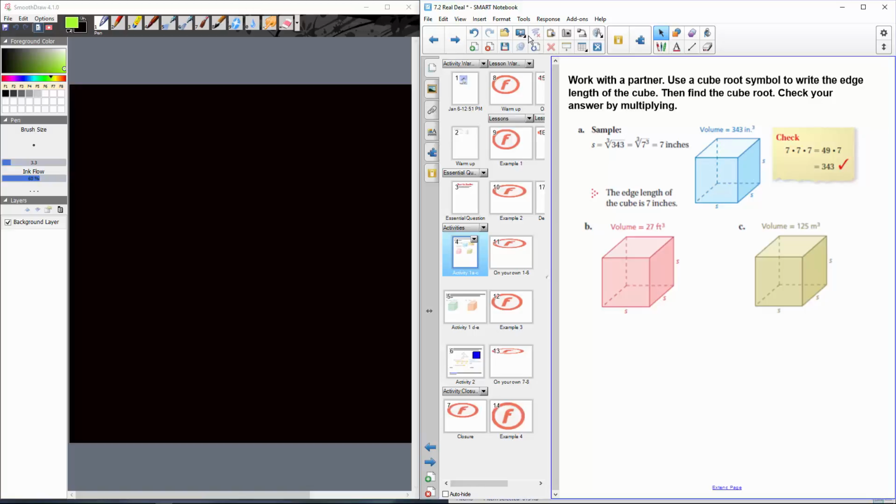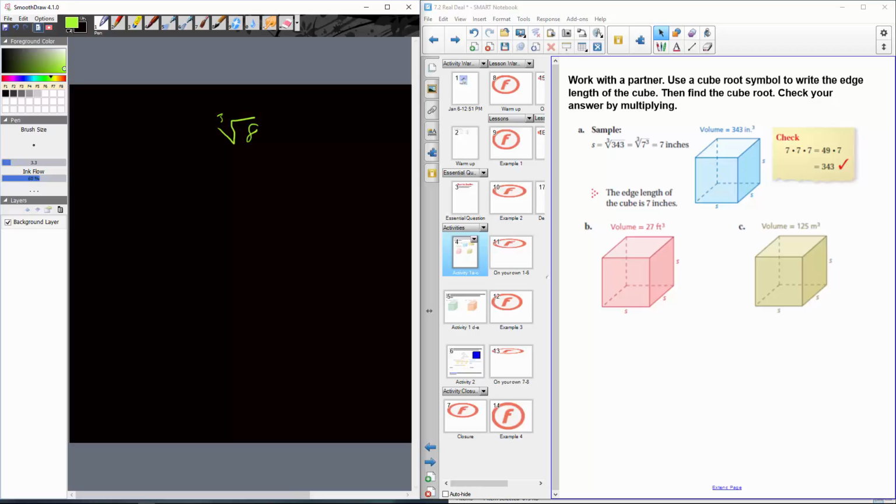But let's start off with something smaller. Let's say that I have a cube root of 8. Well, that means what times what times what equals 8. And I know that 1 times 1 times 1 equals 1, and 2 times 2 times 2 equals 8, and 3 times 3 times 3 equals 27. And so on. I can keep on making these to make this easier for myself.